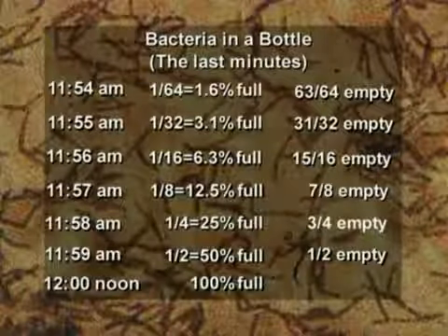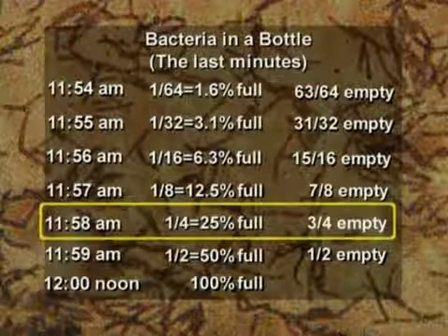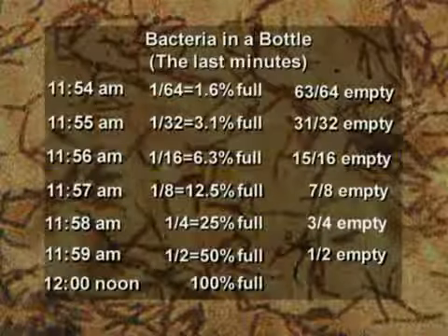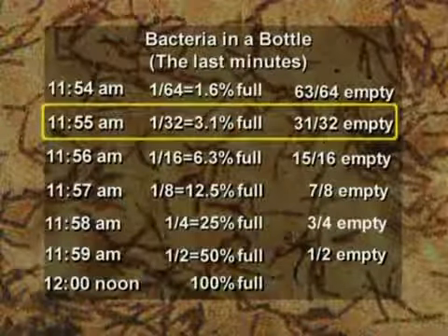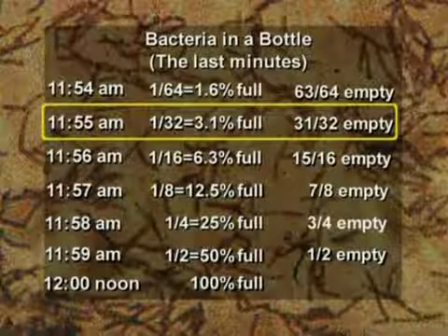Now think about this. This kind of steady growth is the centerpiece of the national economy and of the entire global economy. Think about it. Well, let's just look at the last minutes in the bottle. At 12 noon, it's full. 1 minute before, it's half full. 2 minutes before, it's a quarter full, then an eighth and a 16th. Let me ask you, at 5 minutes before 12, when the bottle's only 3% full and is 97% open space just yearning for development, how many of you would realize there was a problem?